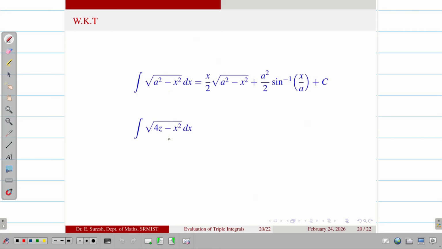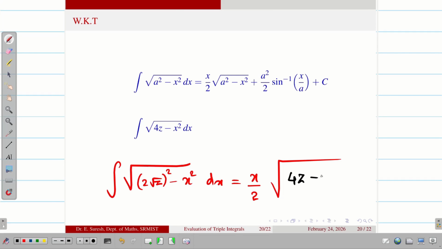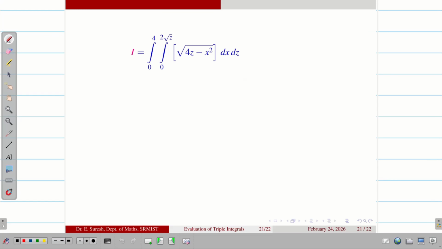But my problem is 4z minus x square. Here we have a square. So a square is 4z. A is 2 root z. So if you remember this, we can easily crack the problem. So integral 2 root z whole square minus x square dx is equal to x by 2 square root of 4z minus x square plus 4z by 2 sine inverse of x by a, which is x by 2 root z. Therefore, integrating this term, we get like this.